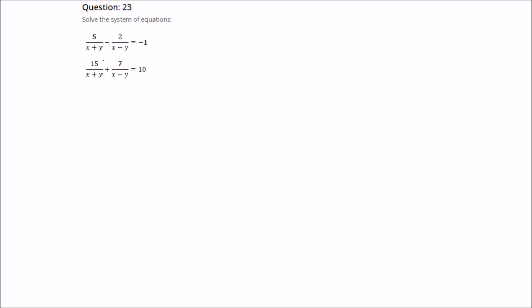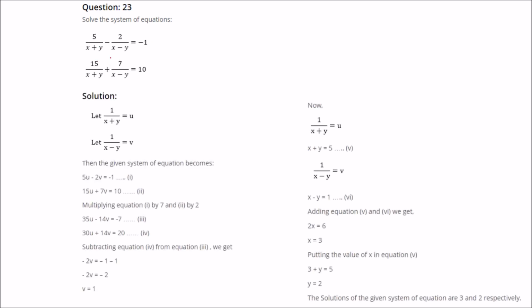This also we have done. 1 by x plus y has to be taken as u, 1 by x minus y has to be taken as v. This becomes 5u minus 2v equal to minus 1. This becomes 15u plus 7v equal to 10. Now these are the two equations.